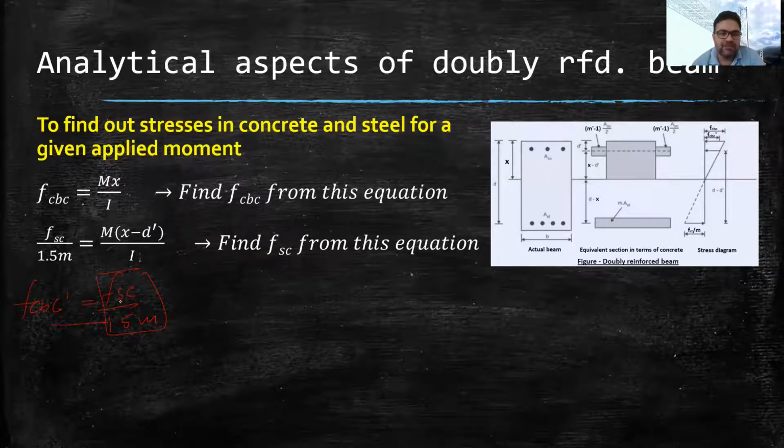FCBC is unknown, FSC is unknown. Now, how do we find out the FCBC value or the FSC value? Well, again, we can use the same bending equation formula here also.